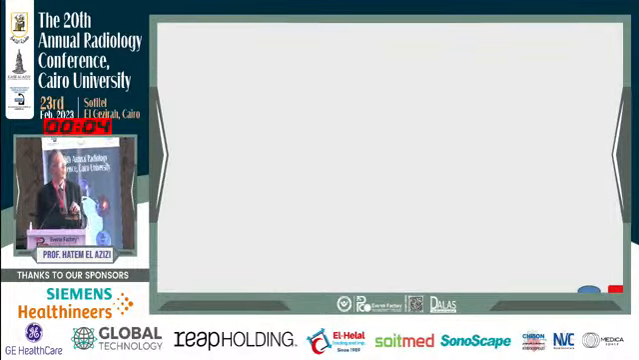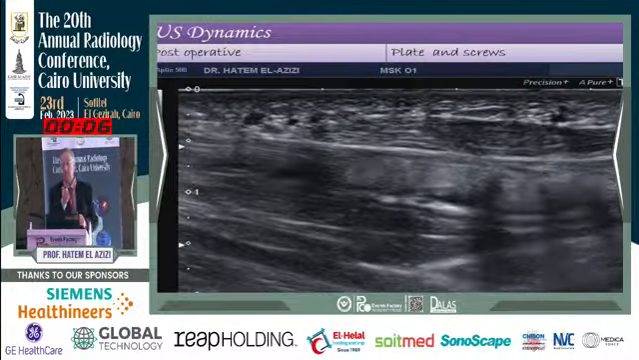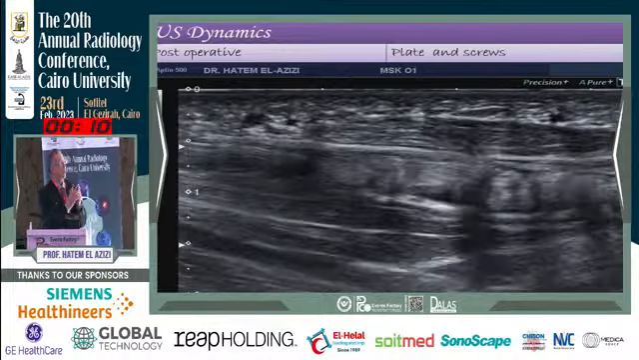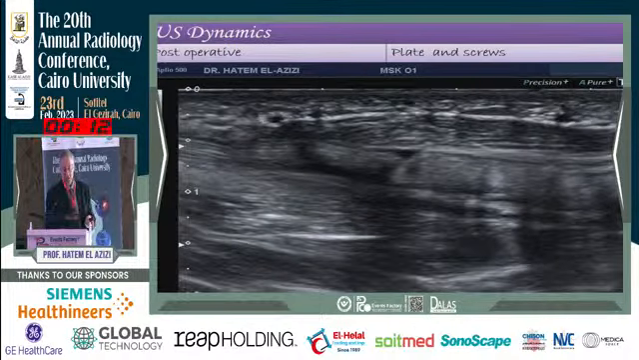Our last case, a patient with sudden loss of ability to flex the thumb. If we are looking at this on static, we can say this is the site of the tear. But again, this is wrong. This is a misdiagnosis because we didn't use the dynamic.